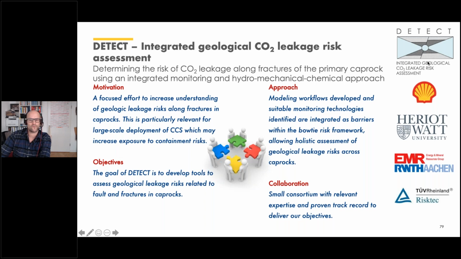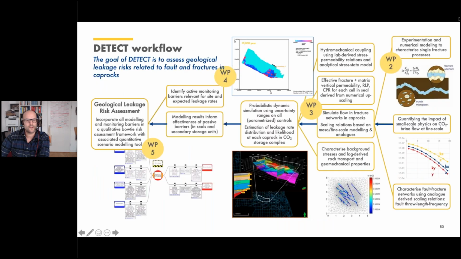networks or fault zones. We are then feeding all that information into coupled and upscaled modeling approaches that is then going into monitoring requirements to actually detect potential leak rates, so changes in pressure, temperature, and saturations. And all that is then feeding into a bow tie risk assessment. Next slide, please. This is how it looks, very schematically.